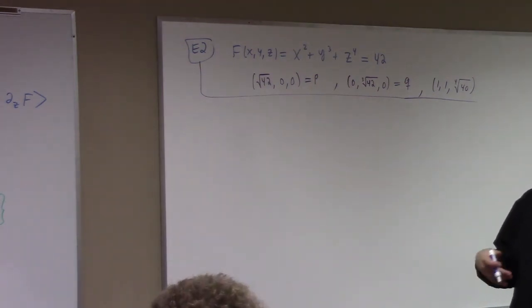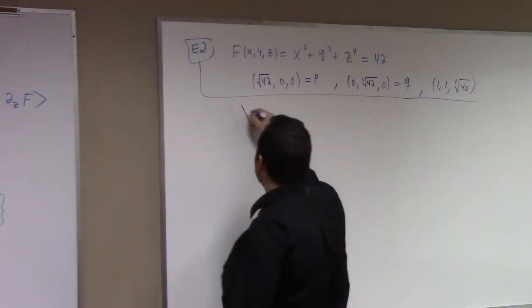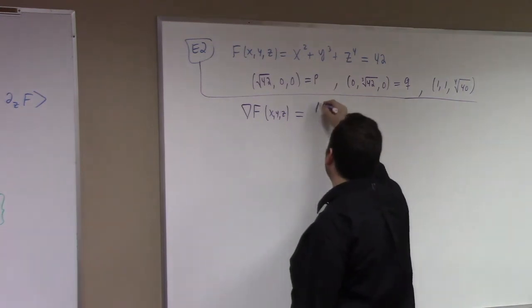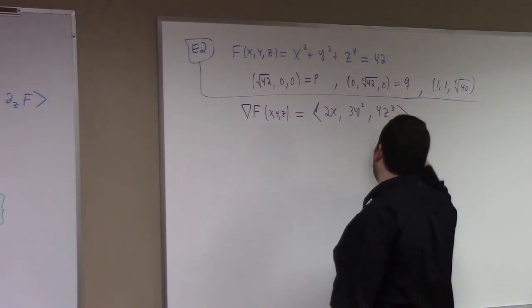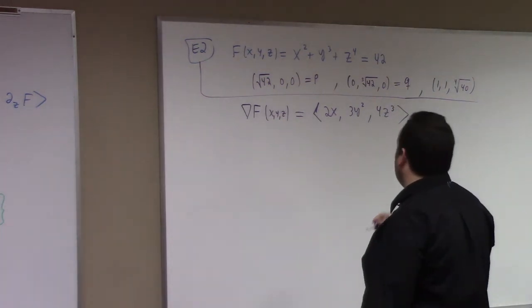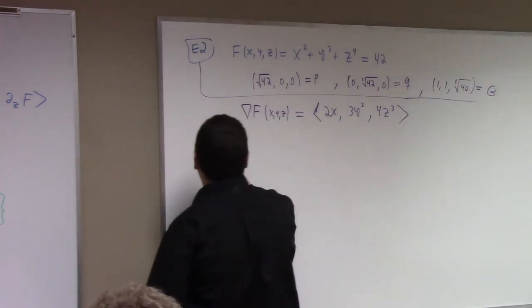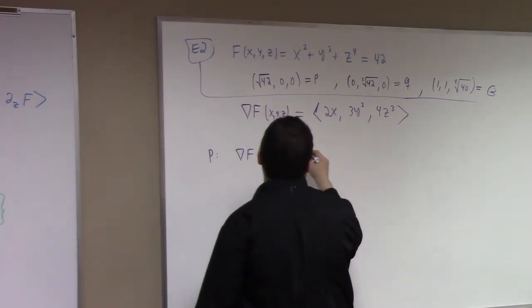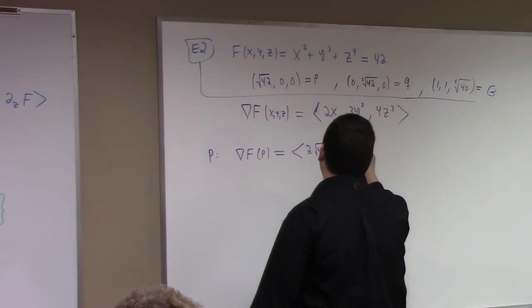Let's find the equation of the tangent plane at each one of these points. All right? So the gradient vector field is what? Nabla f at the point x, y, z, that's easy enough to calculate. It is 2x, 3y squared, 4z cubed, right? So let's look at my point P, Q, and I'll call this one Pac-Man. All right, so at point P, the gradient of f at P is what? 2 times the square root of 42, 0, 0.